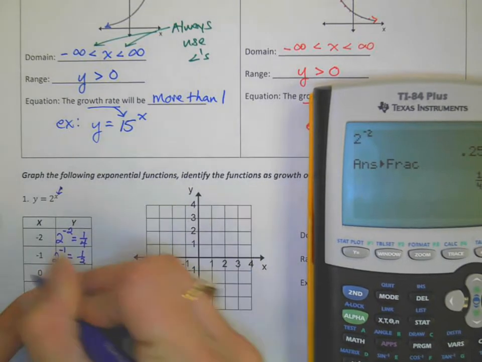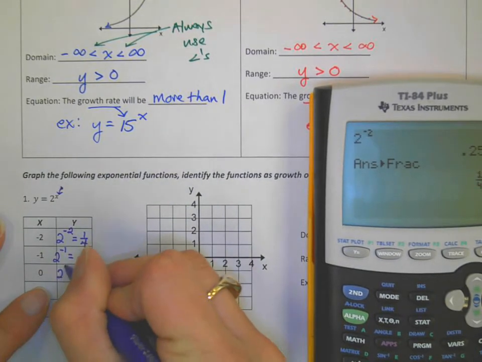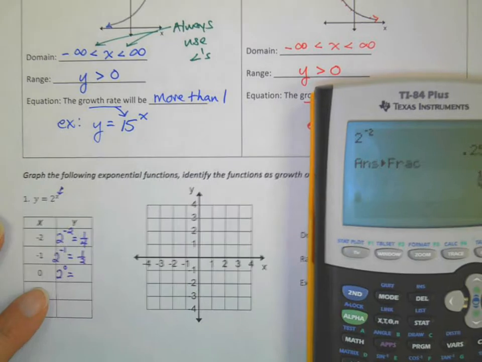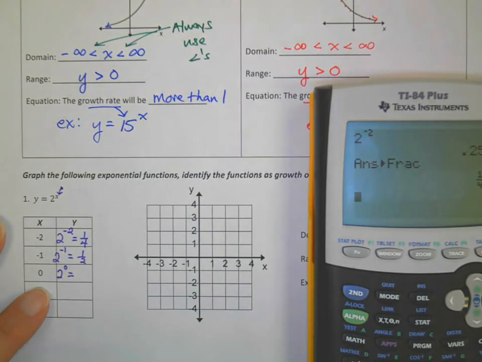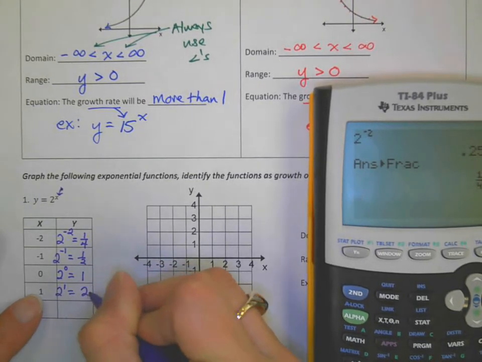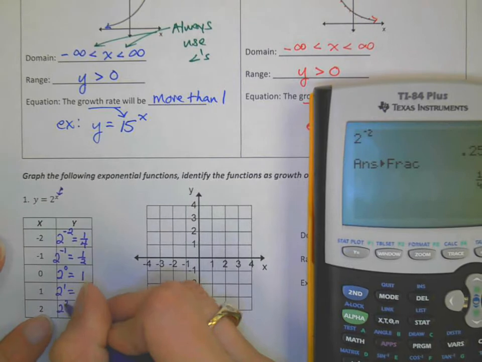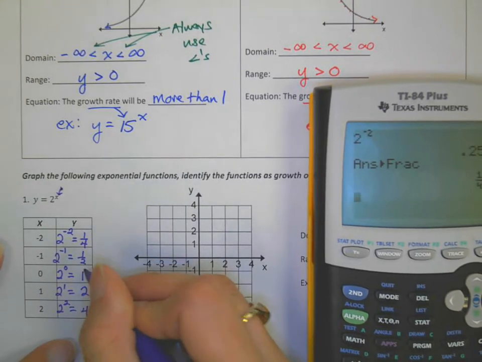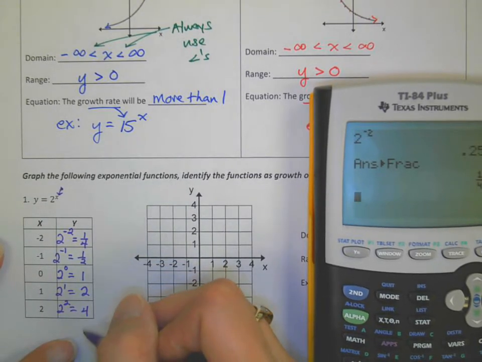This next number, let's plug in a 0. Oh, that's easy. 2 to the 0 power always makes a 1. 2 to the first power just makes a 2. 2 squared makes a 4. Things are doubling, because that number is a 2.